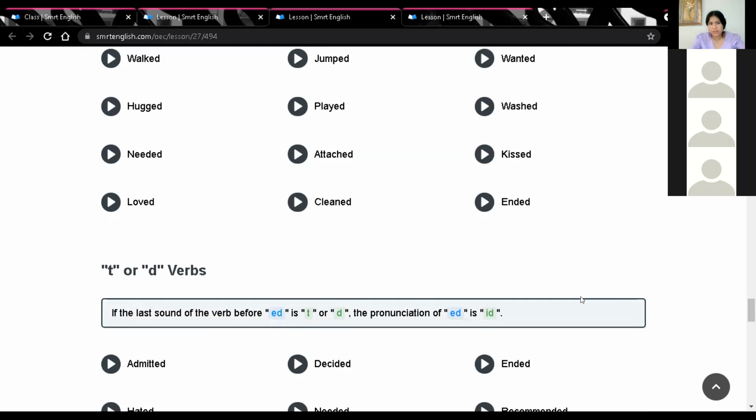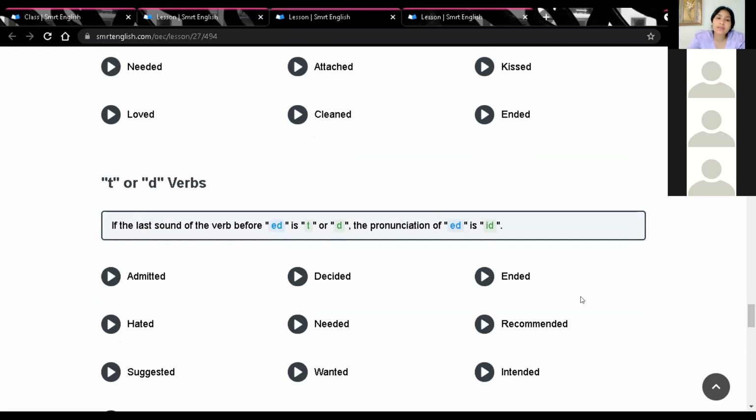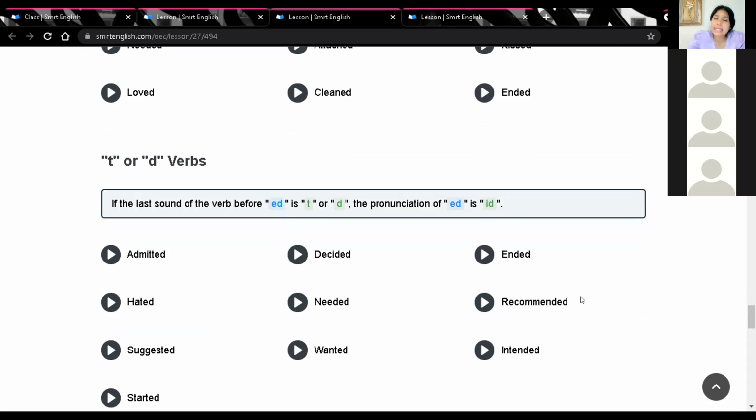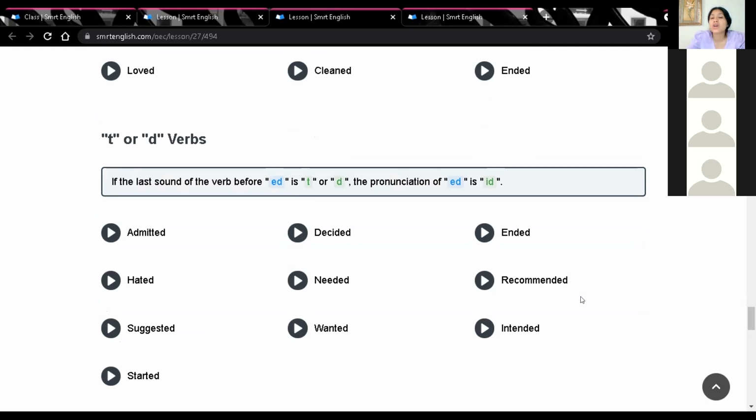Now, T or D verbs. If the last sound of the verb before ed is T or D, the pronunciation of ed is "id". For example, admitted, hated, suggested, started, decided, needed, wanted, ended, recommended, intended.